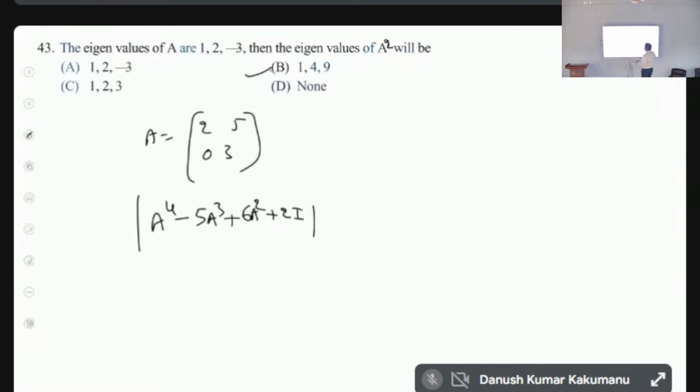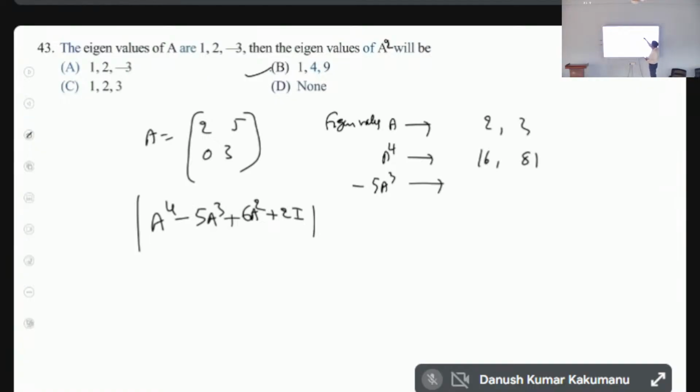What are the eigenvalues of A? 2 and 3. Yes. Then what are the eigenvalues of A power 4? 16 and 81. Eigenvalues of minus 5A cube. A is what here?